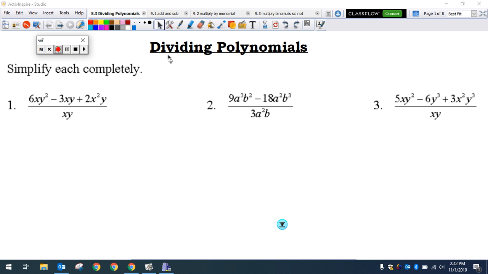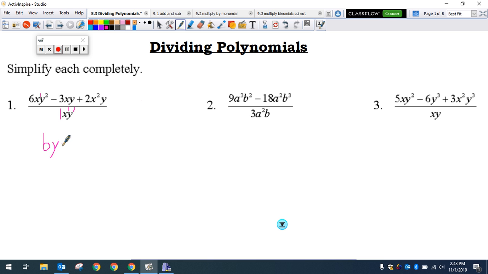So this lesson is on dividing polynomials. So here's how it works. There's really a 1 here, so we're going to divide our regular numbers. 6 divided by 1 is still 6. With the exponents, remember when you're dividing, you subtract. So 1 minus 1, those x's cancel out. The y's, you have a 2 minus 1, which is just a y.